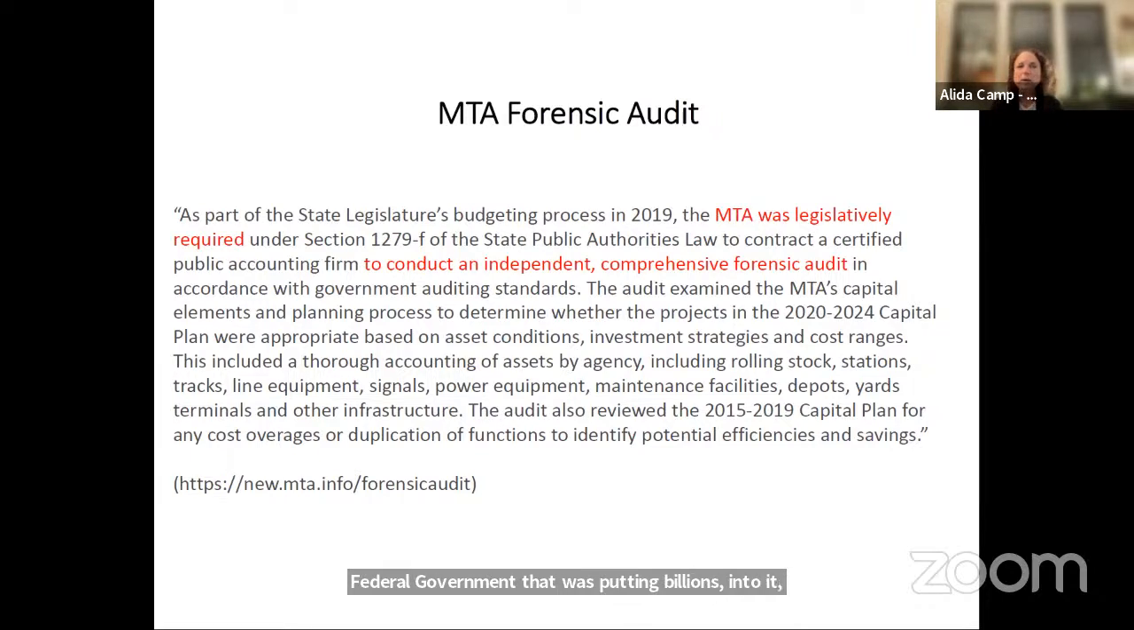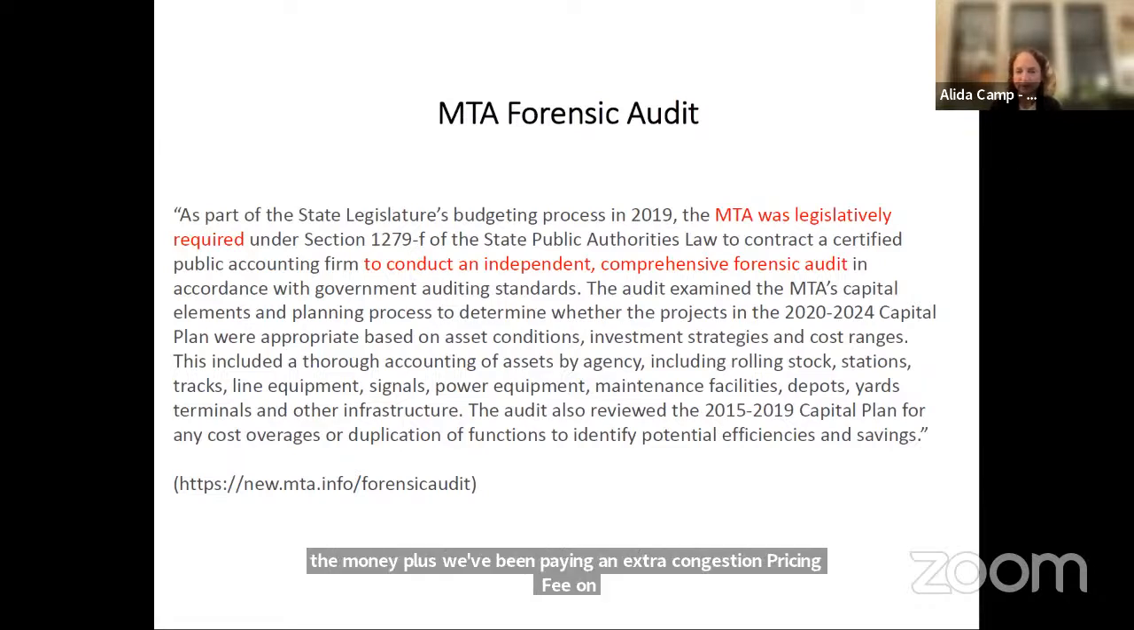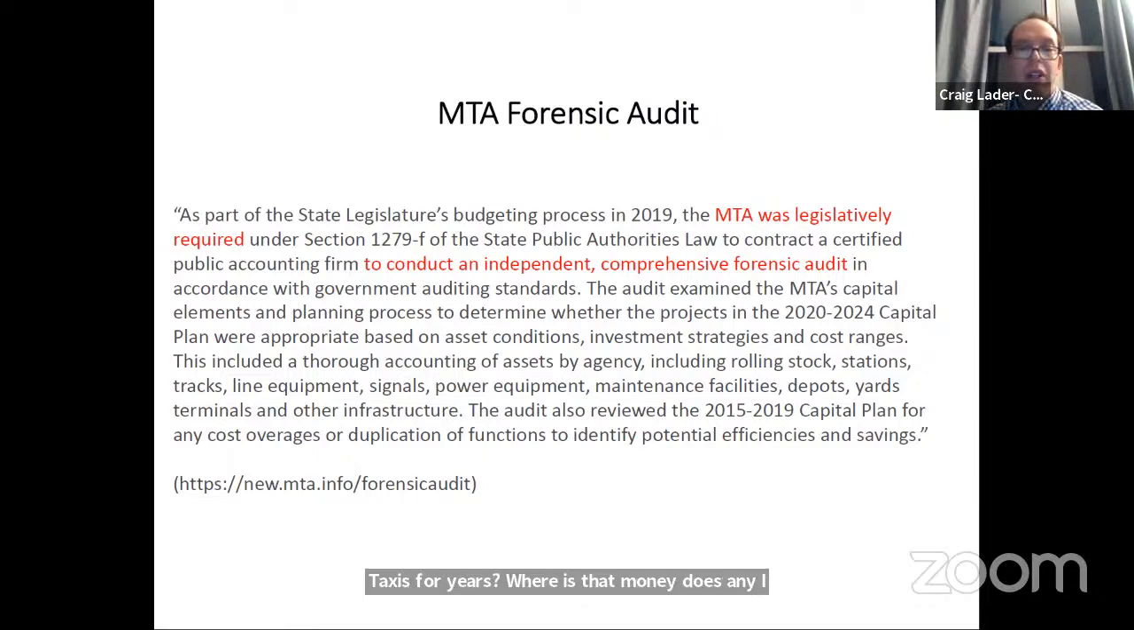And as we know, all of the members of the Transit Mobility Review Board are somehow connected with the MTA board. So I'm not really sure, if they did an audit and it came out okay, what to make of all of that, given that the federal government has raised questions about its expenditures of COVID monies too, as in where is all of the money? Plus, we've been paying an extra congestion pricing fee on taxis for years. Where is that money?